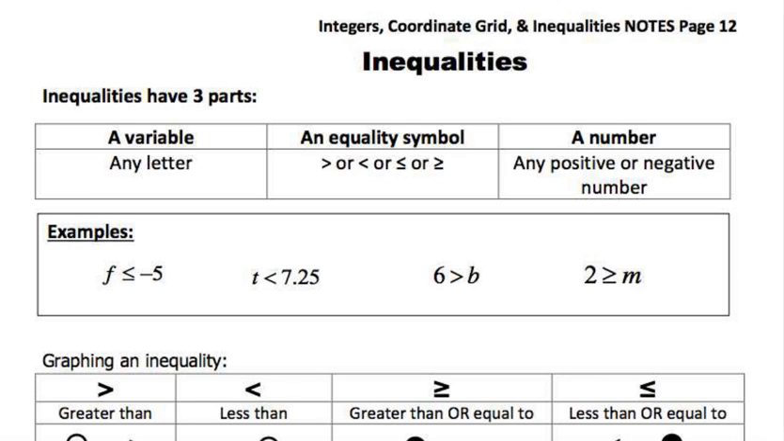In this video, we're going to talk about inequalities. And inequalities have three different parts. They have a variable, remember, which is your letter. We have an equation symbol, which is the greater than, less than, less than or equal to, and greater than or equal to. Now, when it has that little line underneath, it's like half of an equal sign. So these ones do not have equal to's, but these two do. And a number, any positive or negative number, which is also an integer.